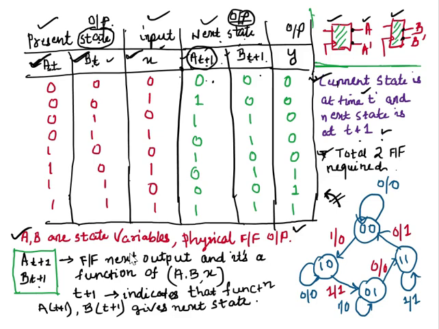So the flip-flop next output, A(t+1) and B(t+1). Already I told you, next state means the next output of a flip-flop, and present state means the present output of a flip-flop. So the flip-flop next output, A(t+1) and B(t+1), is a function of the present state A, B and X. Here A(t+1), B(t+1) gives the next state, and this is my output Y.